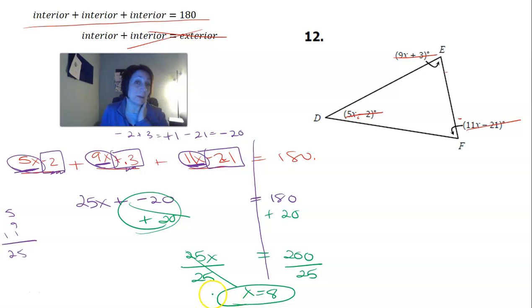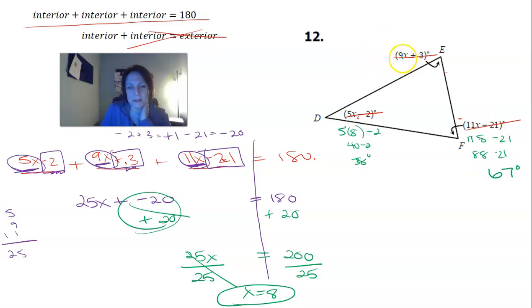Now, if they ask us how big the angles are, we can go figure it out now because I know what x is. So this one right here that was 5x minus 2, that must be 40 minus 2 or 38. That angle has to be 38 degrees. Okay? This has to be 88 minus 21 or 67.